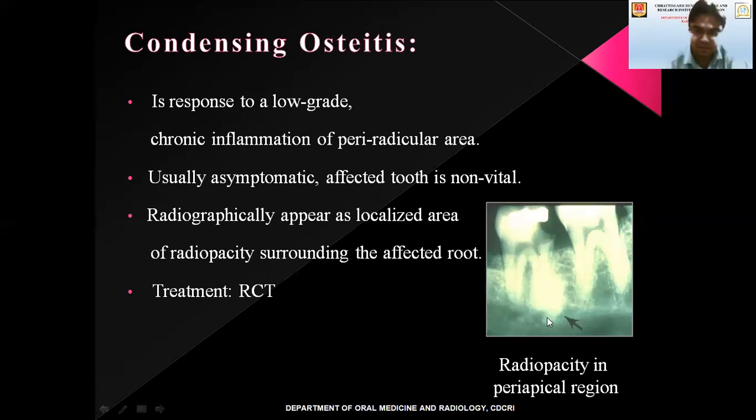We can see here, this is the case of a chronic lesion where there is caries involving the pulp, but this infection is not leading to bone loss, but it is acting as a stimulus for bone to form. So it will be seen mostly in the case of the young adults where there is low grade infection. Treatment again will be RCT because the infection has gone into the periapical region. So it will be treated by root canal treatment.